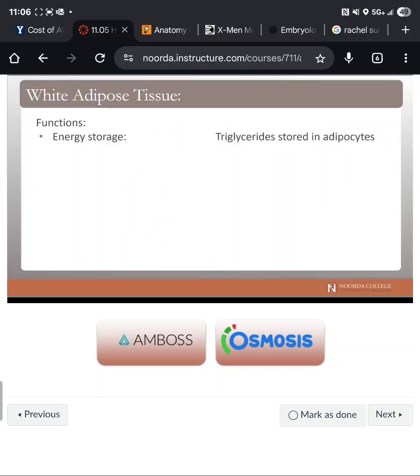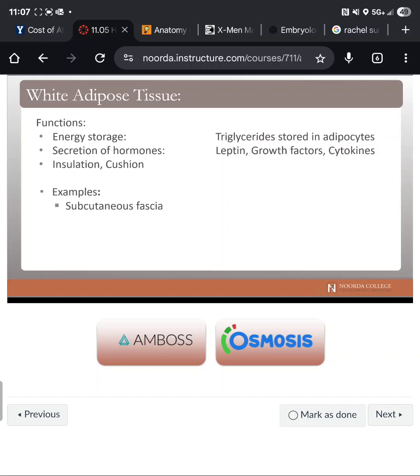So what is the role of white adipose tissue? To tell you the truth, fat is not white, right? We can see fat as white like lard, but fat in our body is actually yellow in coloration. The main role of white adipose tissue is for energy storage, where triglyceride is the main currency. It can also secrete hormones such as leptin, growth factors, or cytokines. Leptin, I like to use the catchphrase leptin lowers, because elevated amounts of leptin lowers or suppresses appetite. It can also play a role in insulation and cushioning of organs. You can see it in subcutaneous fascia, breasts, as well as surrounding internal organs. Heart, kidney.